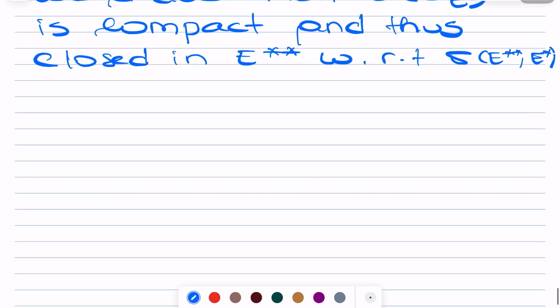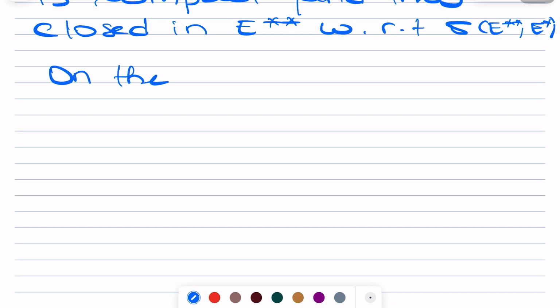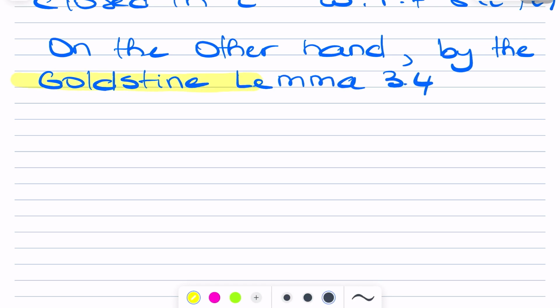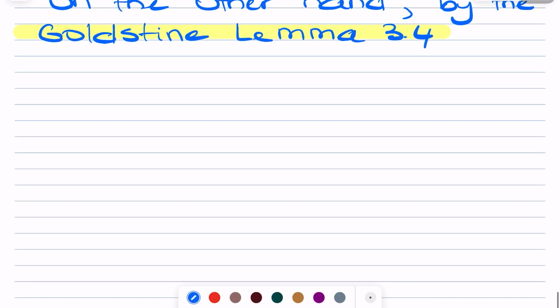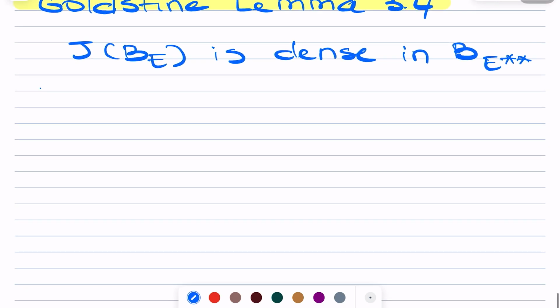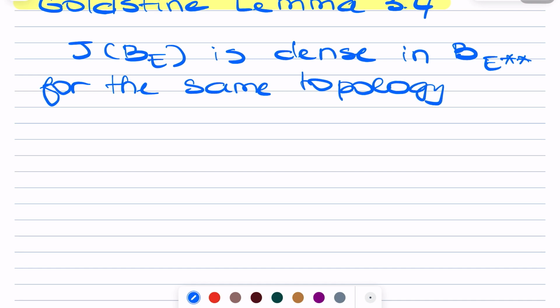Good. On the other hand, by the Goldstine Lemma 3.4, the image of the closed unit ball is actually dense in B_E star star, for the same topology sigma(E star star, E star).